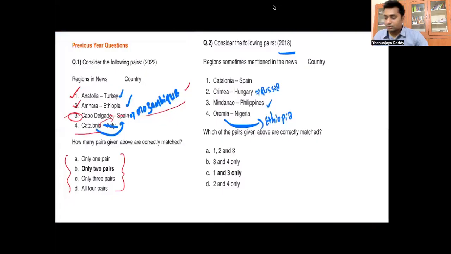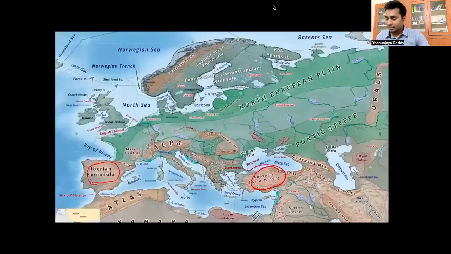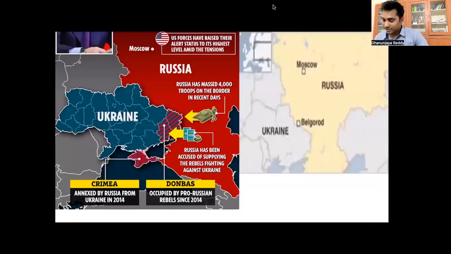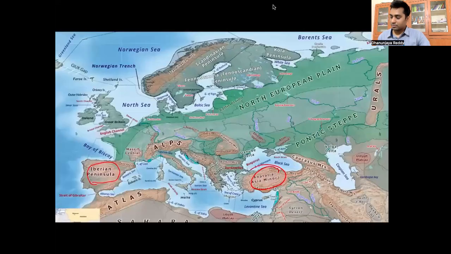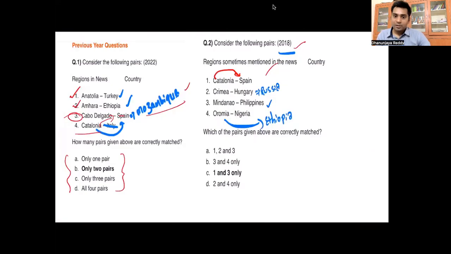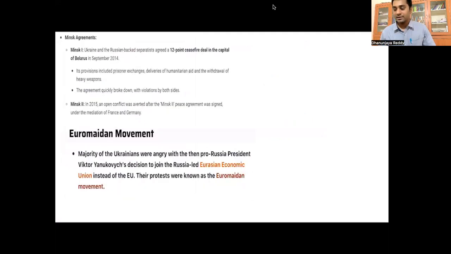So this is about the previous year question. Let's look, again a repetitive question. Catalonia, Spain, this is correct. Crimea, it is not in Hungary. Look here. Hungary is present somewhere here. If you look here, Hungary is this, and then this is Crimea. So Crimea is part of now Russia, not Hungary. Mindanao is present in the Philippines, and Oromia is present in Ethiopia. So Ethiopia has Amhara, Oromia. These are the things that you have to remember. As a result, the answer is 1 and 3 are correct. Now they are changing and they are asking how many pairs are correct. So have an understanding of it.